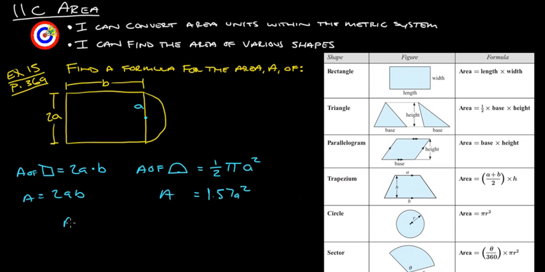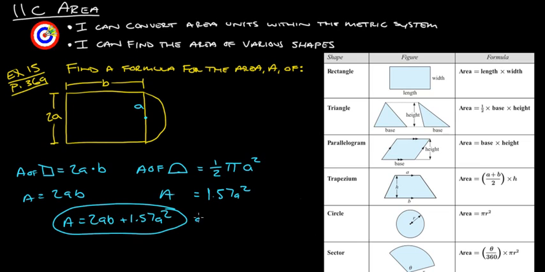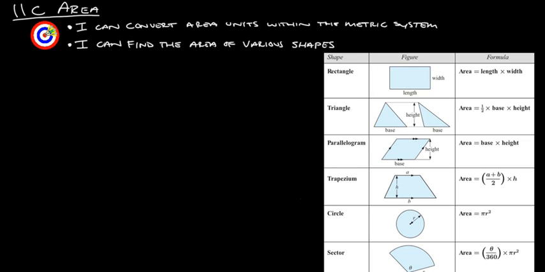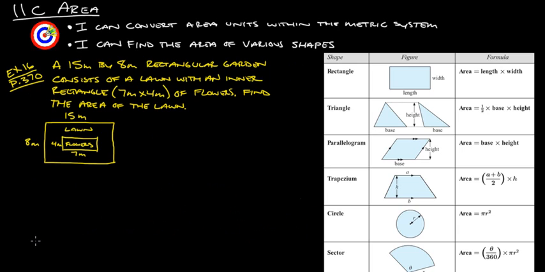So we get that the total area is 2ab plus 1.57a squared. You can't combine those together, so you just leave it like that. Okay? Again, you could have written this as 2ab plus 1/2 pi a squared as well. Either one of those is fine. Alright? Alright, one last example, and I'll leave you alone.